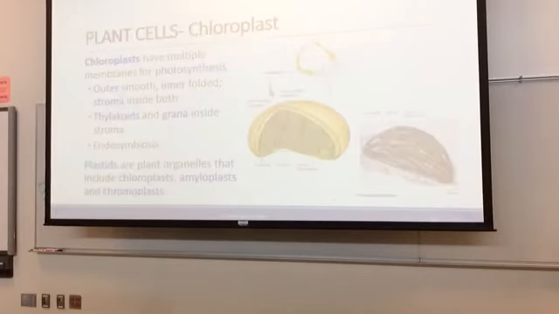Okay, organelles that are only found in plant cells. There are 3. The first is chloroplast. Main takeaways from chloroplast is that they are the site of photosynthesis. Photosynthesis takes place in the chloroplast.